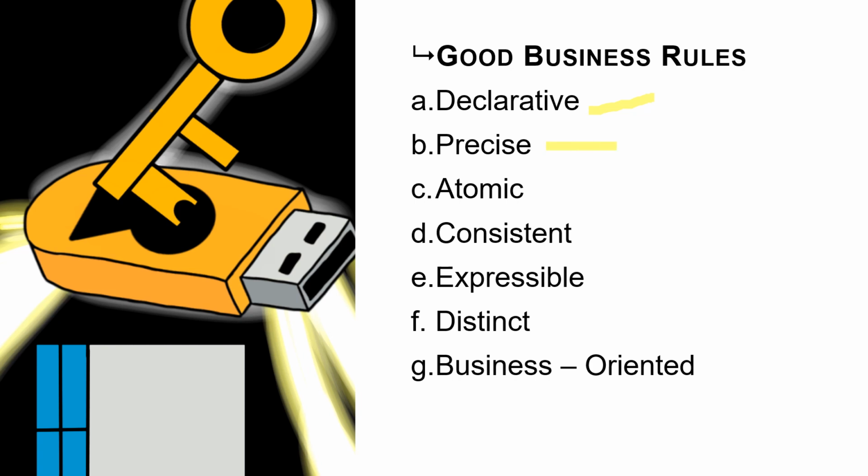Next is precise. Within a related organization, the rule must have only one interpretation among all the interested people, and its meaning must be clear. Atomic. A business rule is one statement, not several statements. No part of the rule can stand on its own as a rule. Consistent. A business rule must be internally consistent, with no conflicting statements, and must be consistent with the other rules.